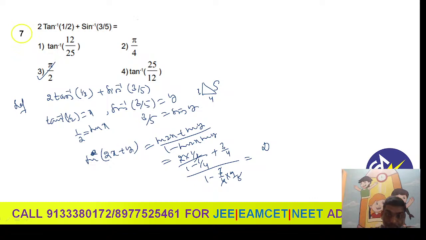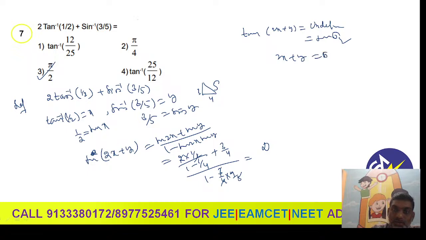Okay, now what we are getting here, tan of 2x plus y is equal to undefined. Undefined means what? It is tan 90. So 2x plus y is equal to how much? It's 90. That is the reason option number 3 is correct.